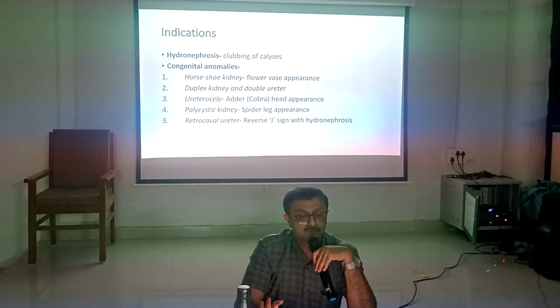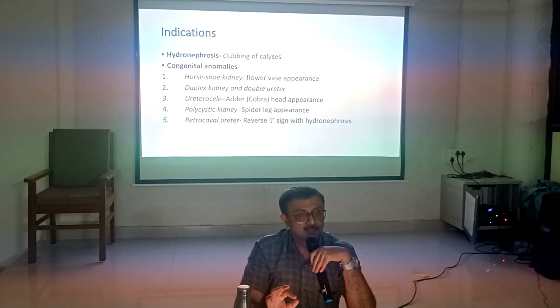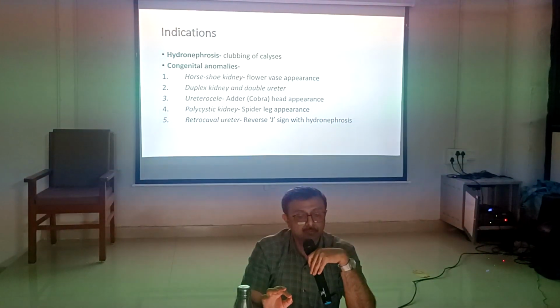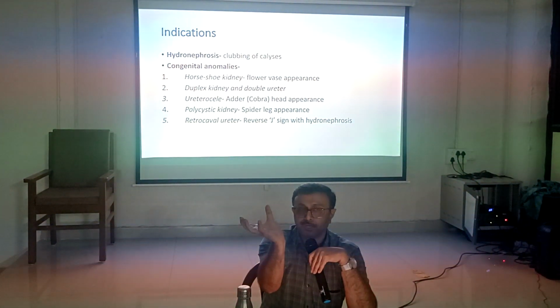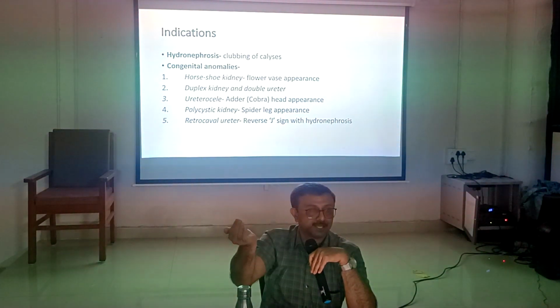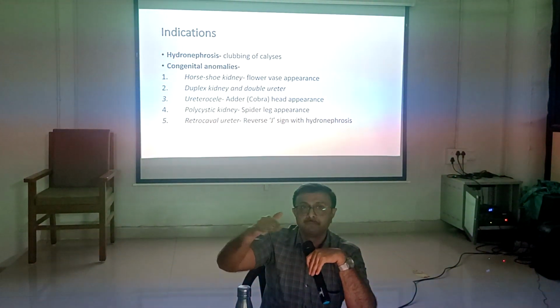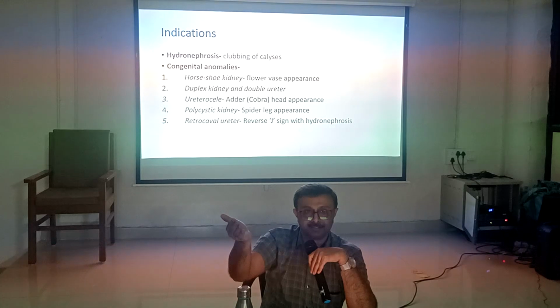Indication: hydronephrosis. What is it in simple terminology? Clubbing of calyces. Calyces are concave, cup shaped. Clubbing means dumbbell shape. So cup shape, horizontal, and dumbbell.